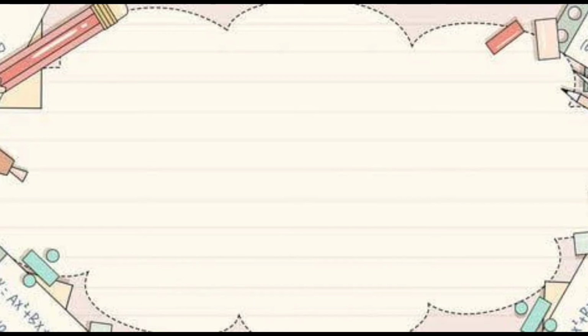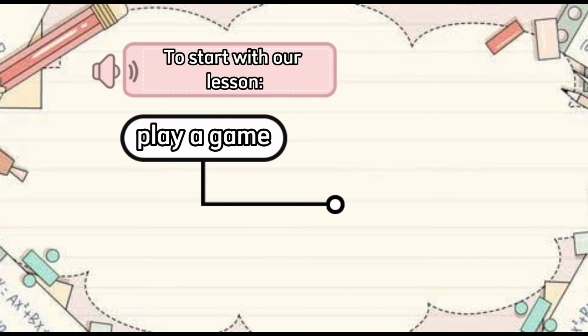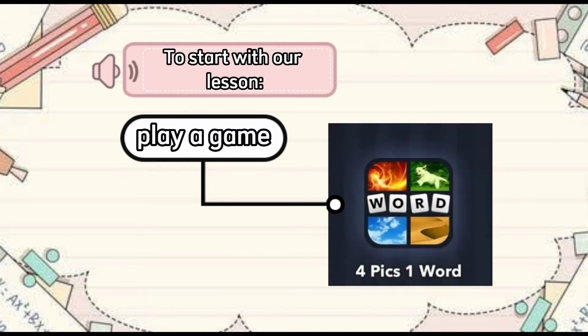Alright? And to start with our lesson, we will let you play a game wherein you're going to find out what topic we are going to discuss. And this is what we call 4 Pics 1 Word. Are you excited? In this game, it displays 4 pictures linked by 1 word, and the player's aim is to work out what the word is from a set of letters given below the pictures. Understand?